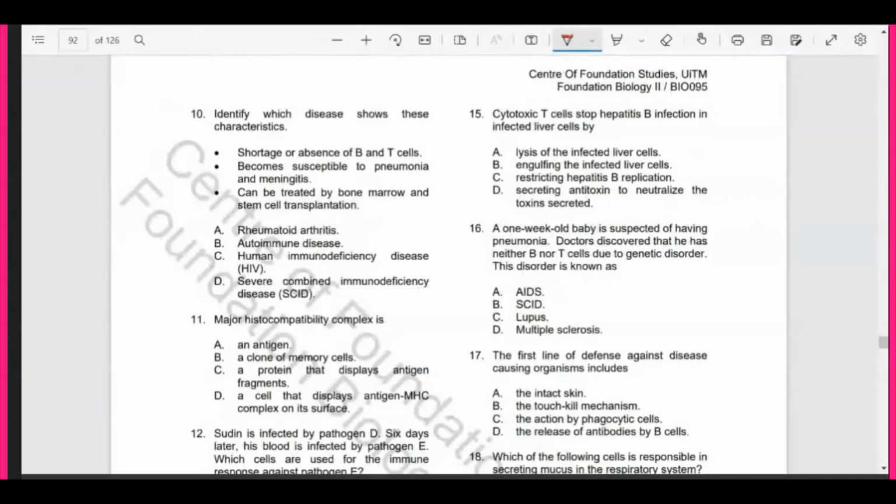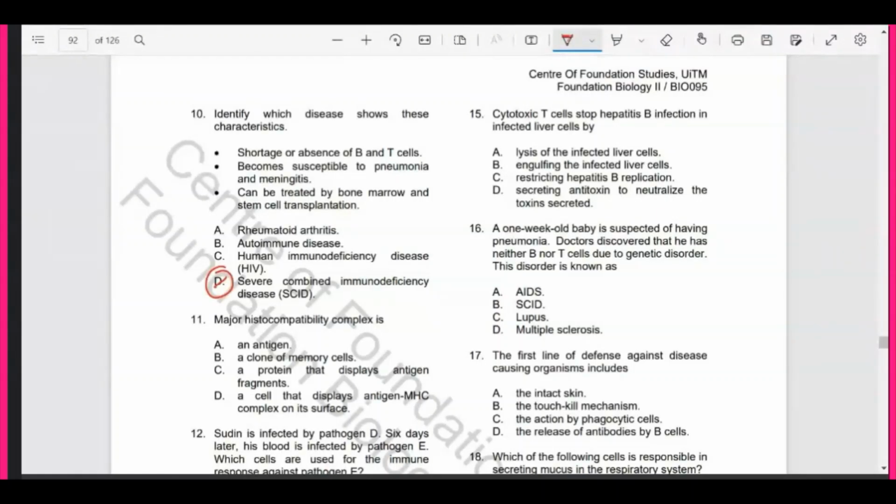Okay, so tadi siapa? Nabila kan? So next, number 10, Janatul. Number 10, identify which disease shows this characteristic. Shortage or absence of B and T cells, become susceptible to pneumonia and meningitis, can be treated by bone marrow and stem cell transplantation. My answer is D, severe combined immunodeficiency disease, SCID.